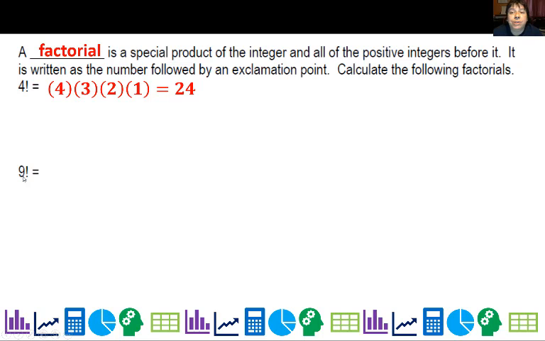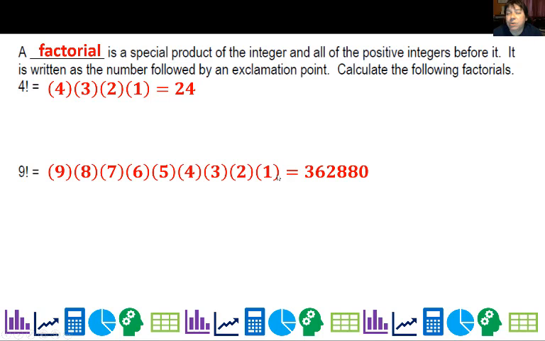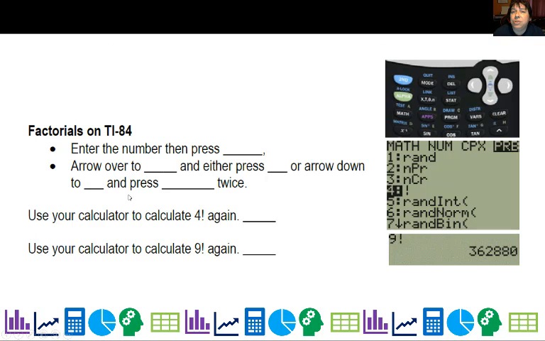Then 9 factorial is even longer. It starts at 9 and goes all the way to 1. And it's 362,880. Now, if I asked you to do something like 15 factorial or 10 factorial, you might go, oh my goodness, that's a lot of numbers to enter. So the good news is on your TI-84, you can actually do factorials.